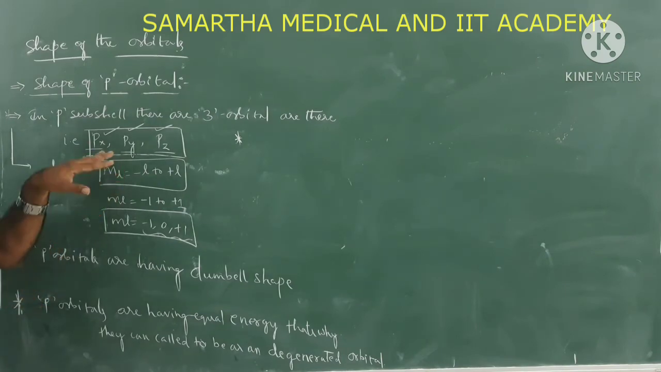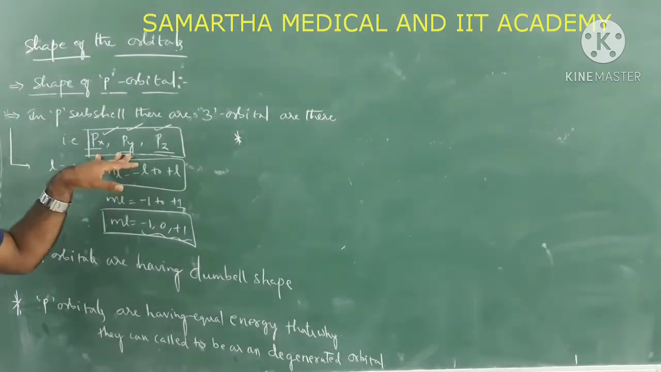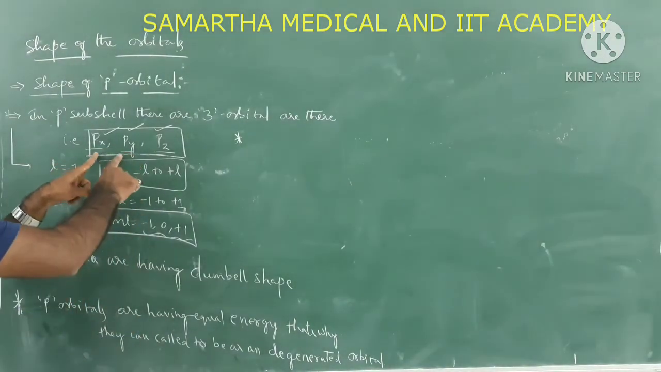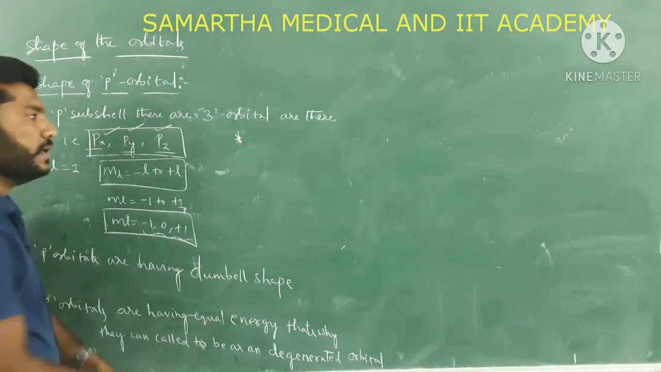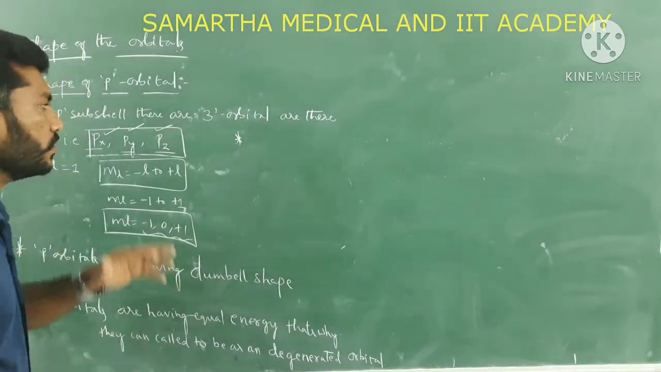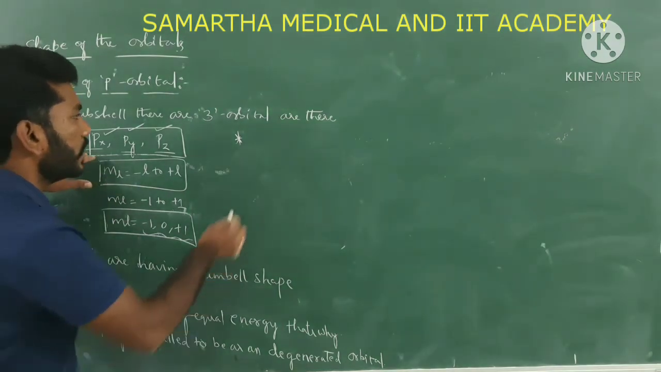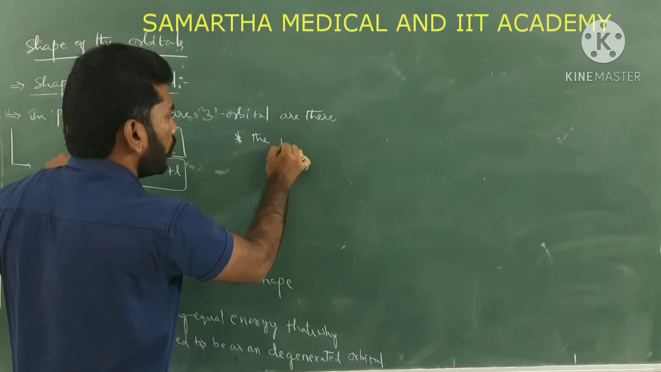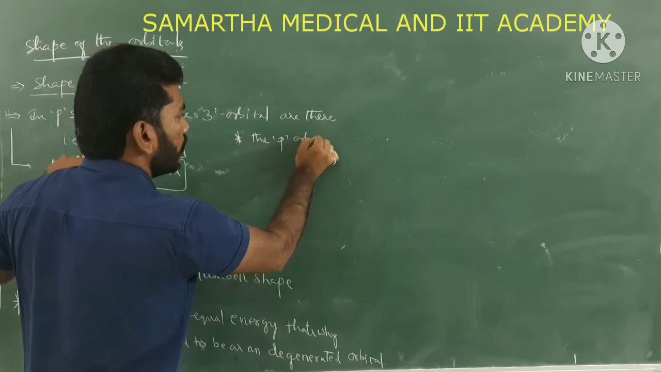Okay, why? Because these particular orbitals are oriented along the axis. That's why these three particular orbitals are directional in nature. Let's take down and let me show you the diagram, then you will come to know what the actual stuff is here.